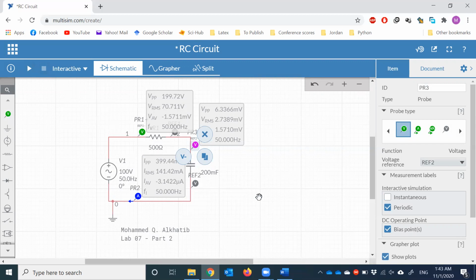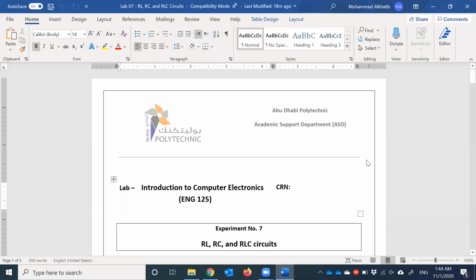extra step because we are dealing with AC signals and their values change with time. So this is the only, let's say, additional step that you have to do. Now let's look at the handout.